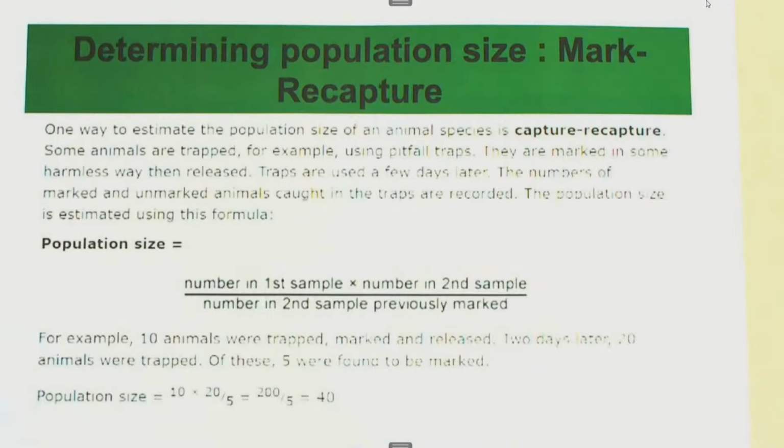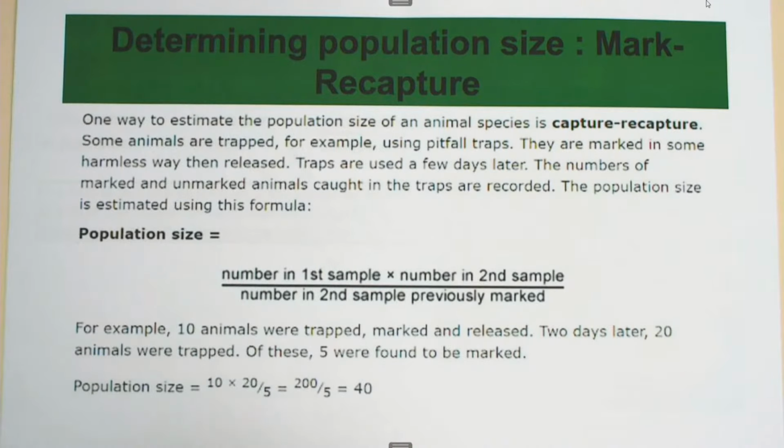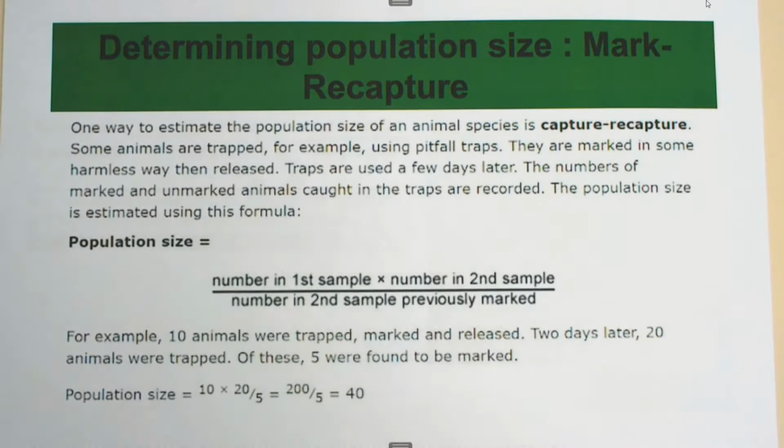All right. Now, how do we know how many animals we have in a specific area? We have two ways of determining the population size. Now, the first one is the mark recapture method. Now you can have a look here.